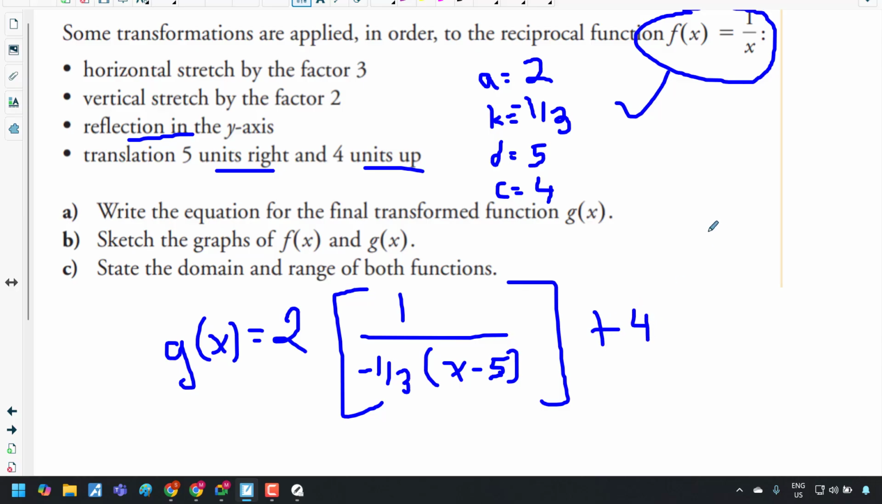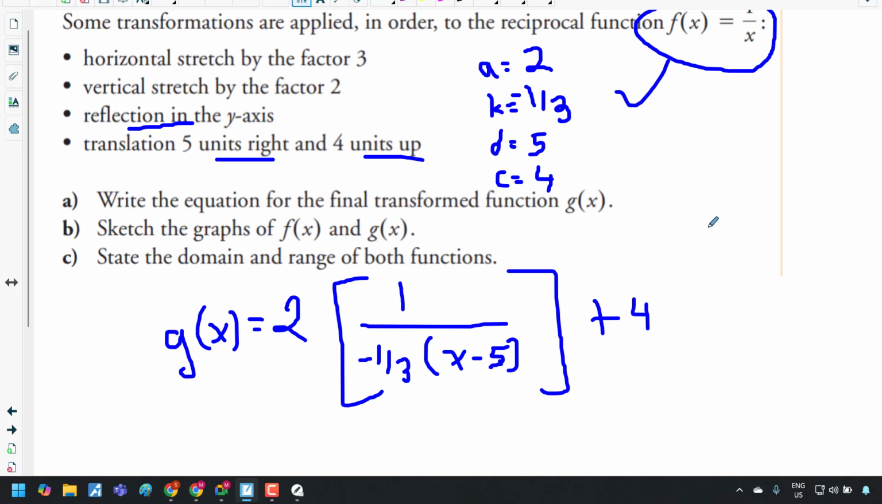So your k and d values are within the function. Your a and c values are outside the function, so they're not affected by the 1 over x part. But the 1 over x does affect your d and k values. So that's what you need to know. That's important. So this is what it would look like. And if you want to simplify that fraction in the denominator, you can definitely do that.